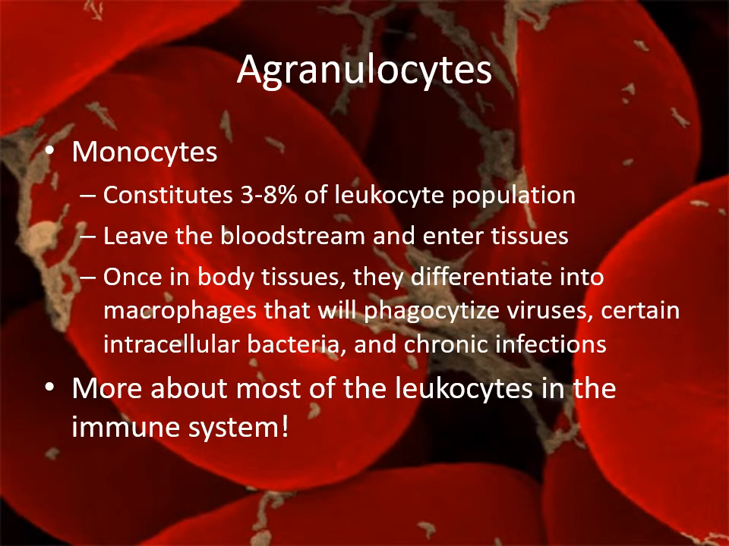Okay, so next up and last of all, we have the monocytes. These are agranulocytes. They constitute 3 to 8% of your white blood cell population. These white blood cells actually leave your bloodstream and they go into the body tissues. Once they get into those tissues, they differentiate into macrophages that will eat viruses, they'll eat certain intracellular bacteria, and they help stop chronic infections.